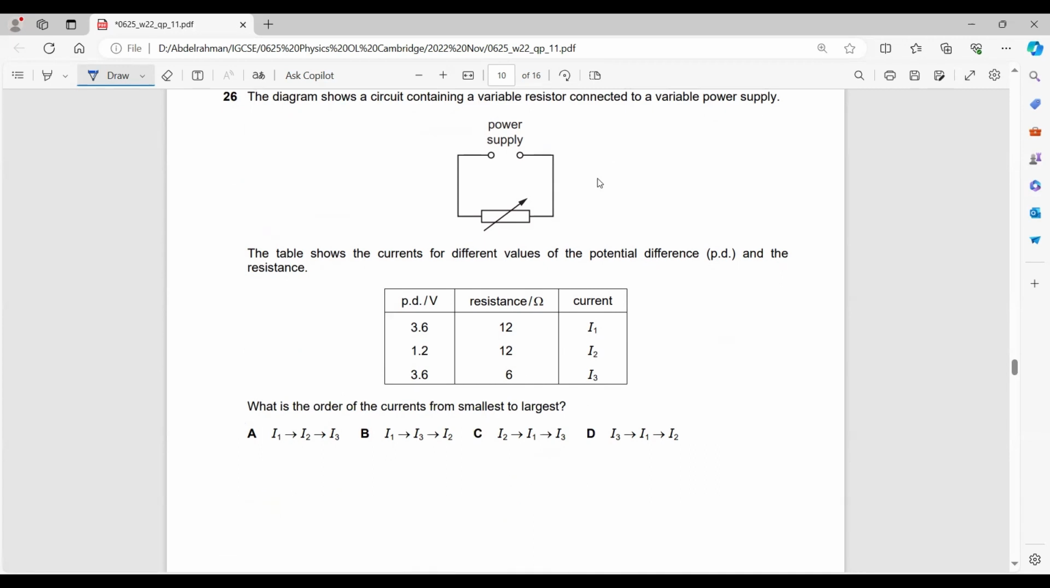calculate each current. I equals V over R. So V, which is the potential difference, 3.6 divided by 12, and then 1.2 divided by 12, and then 3.6 divided by 6. Let's calculate each of them. 3.6 divided by 12 is 0.3. 1.2 divided by 12 is 0.1. 3.6 divided by 6 is 0.6. Okay, the order from the smallest to the largest would be I2 and then I1 and I3. Okay, I2, I1, and I3.